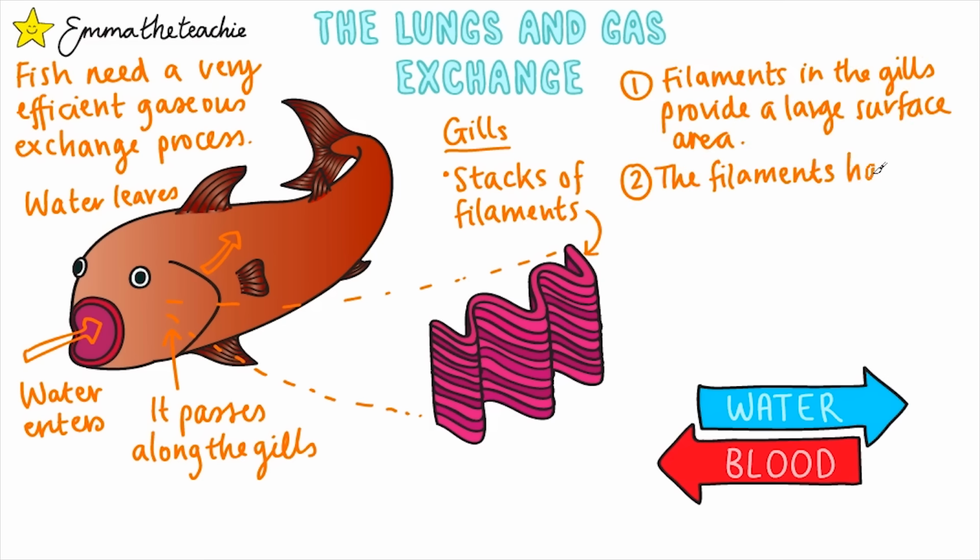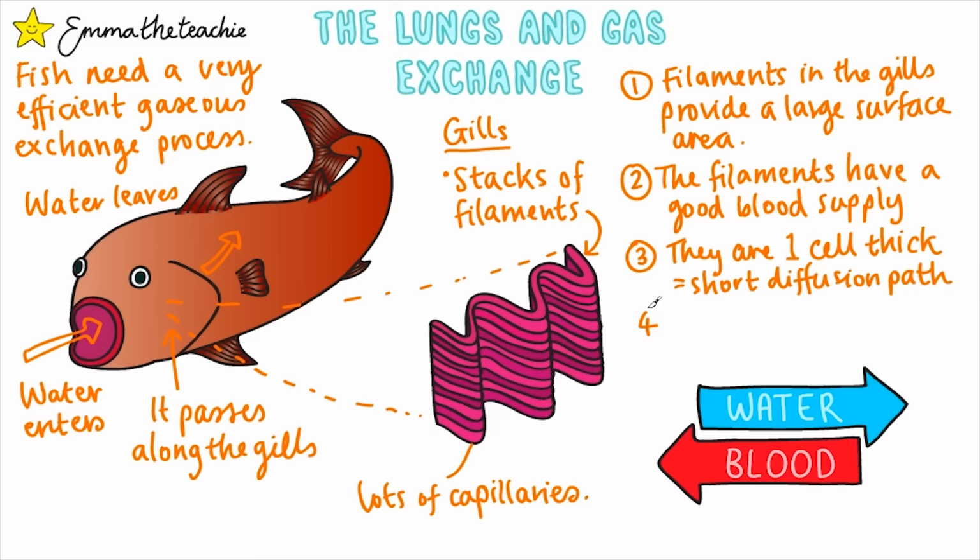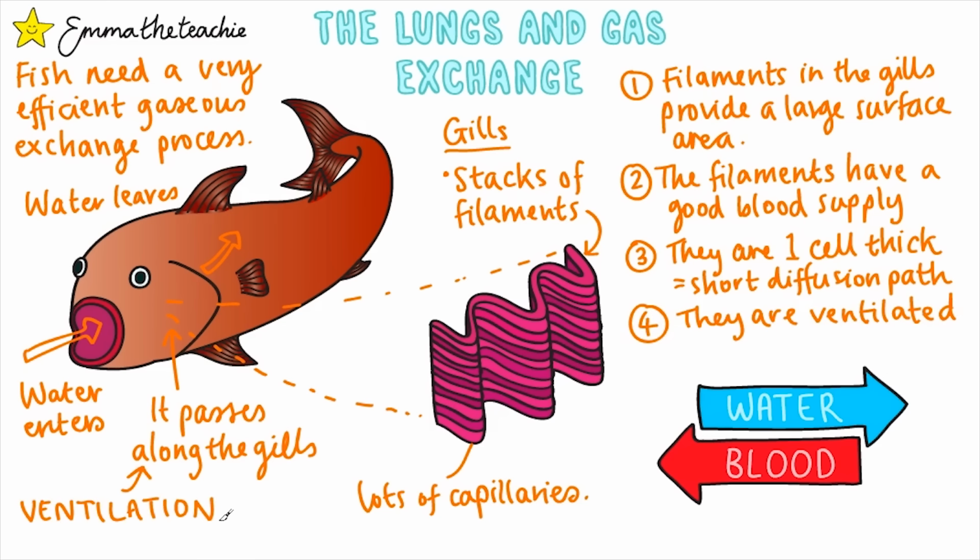They also have a good blood supply with lots of capillaries along them. The gill filaments and capillaries are just one cell thick. That provides a shorter path for diffusion. And they are ventilated, as water containing oxygen is actively moved over the gills.